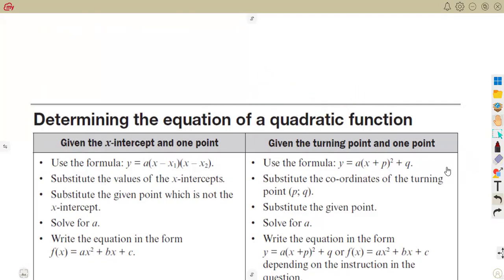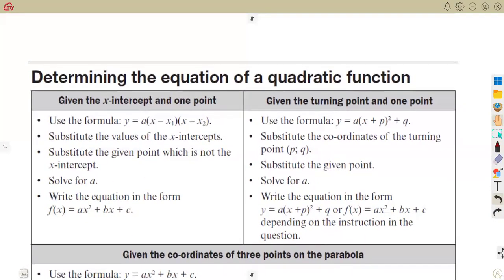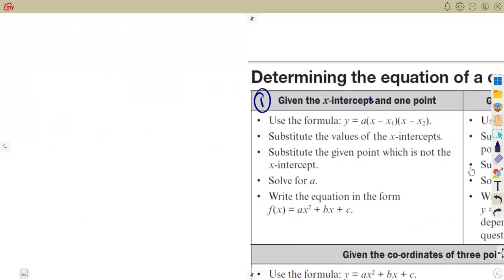All right. So there are so many ways that we can actually use in determining or finding the equation. So I'm just going to explain some of these, then we go through the questions so that we can see how we can apply this information. So the first part is a condition where you'll be given the x-intercepts and 1 point. So this is a condition of this nature.